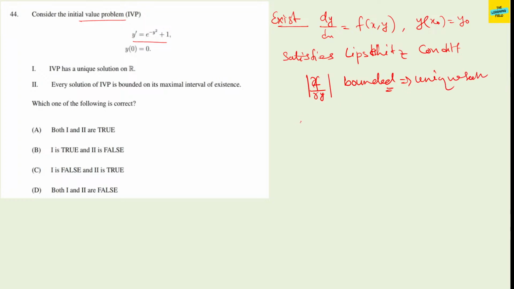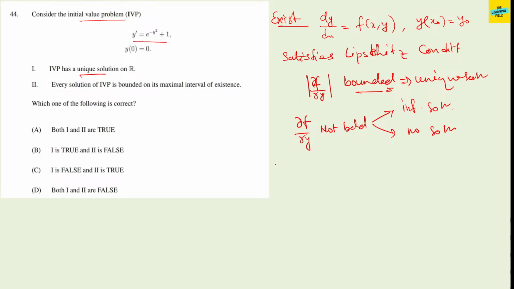And if this del f del y is not bounded, then two cases may occur. One is infinite solutions and the other one is no solution. But in the problem we only deal with the case of a unique solution. So we check whether this del f del y is bounded or not. This is our only thing to do in this problem.